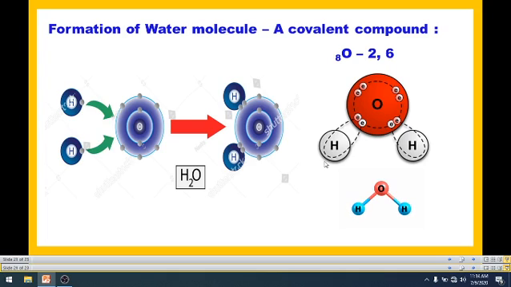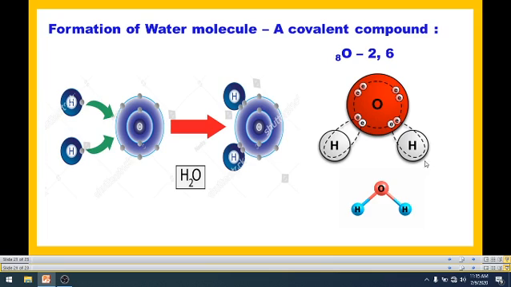Formation of a water molecule. Water is a covalent compound because a covalent bond is there. Water contains hydrogen and oxygen. Hydrogen has only one electron. Oxygen has electronic configuration 2, 6. Oxygen needs 2 electrons in order to have 8 electrons in its outermost shell, so as to achieve the noble gas configuration. Hydrogen needs 1 electron to complete its shell. The K shell can have 2 electrons.